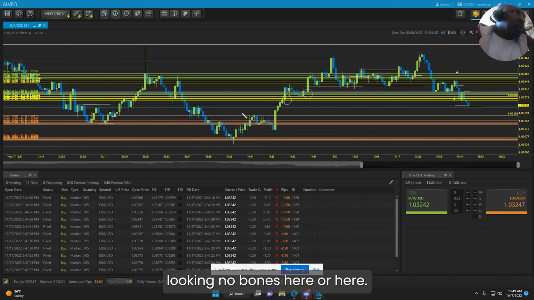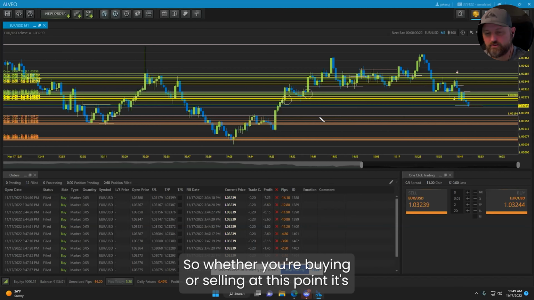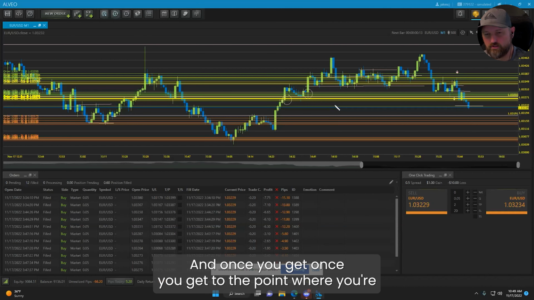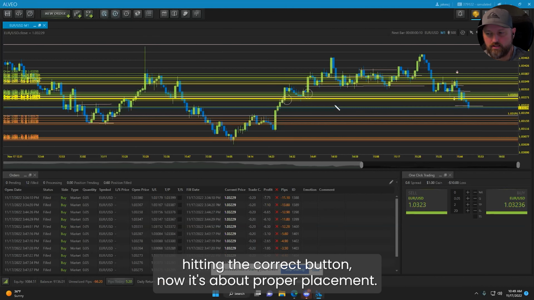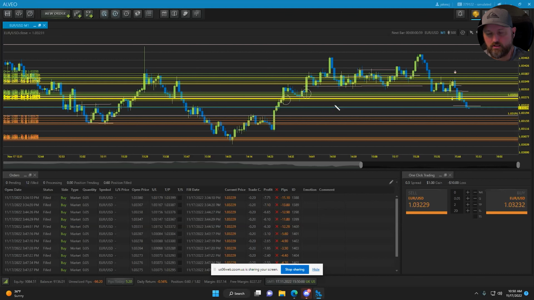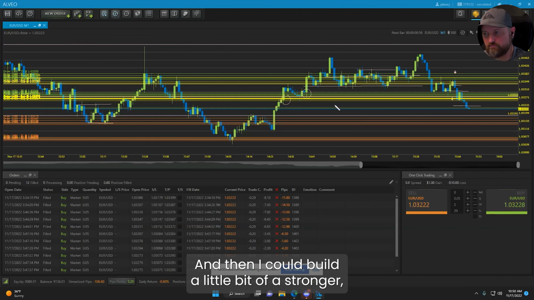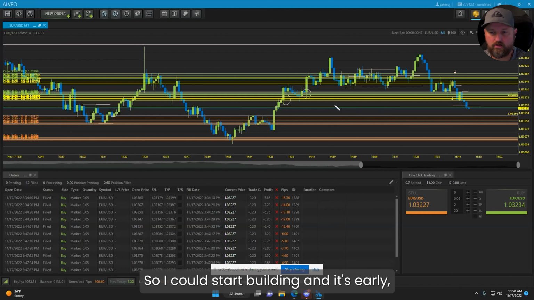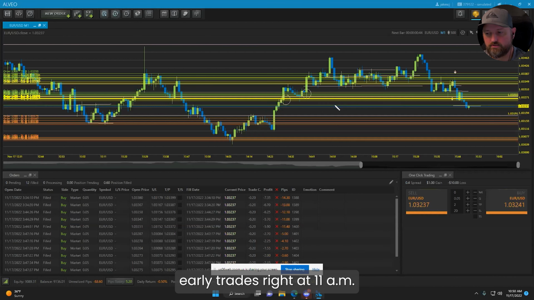I'm looking to bounce here or here. So whether you are buying or selling at this point, it's all about proper placement, right? Once you get to the point where you're hitting the correct button, now it's about proper placement. And if I'm looking to buy, I'm going to wait a little bit until it hits that action point, and then I could build a little bit of a strong layer. Well, no, a light layer, because you haven't got confirmation. So it could start building into some early trades, right?